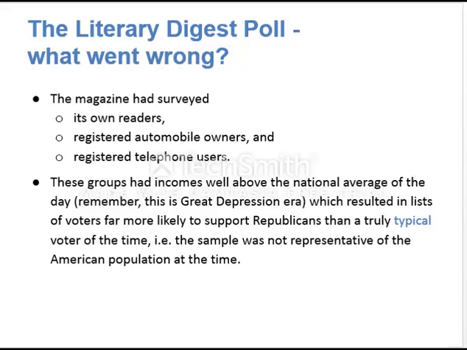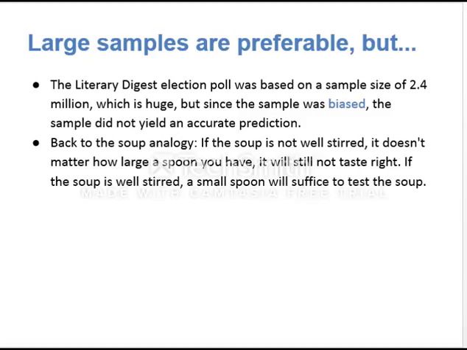Those who did have access to cars and telephones and subscribed to a magazine like Literary Digest tended to be wealthier and tended to vote more Republican. And so they actually got something that was unrepresentative of the U.S. population at that time, and that's why their polling, even though they had a very large sample size, was just wrong.